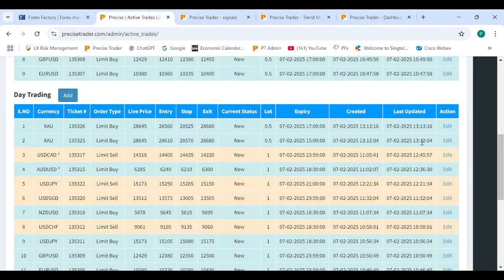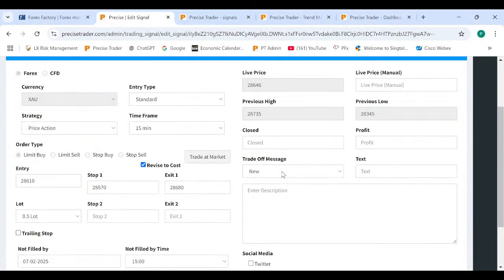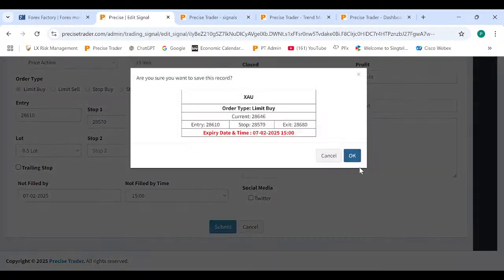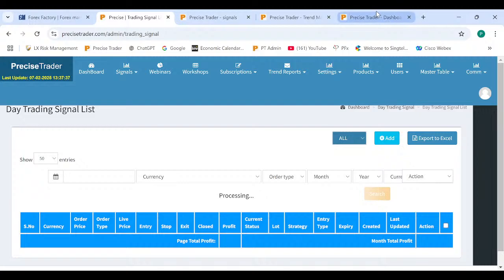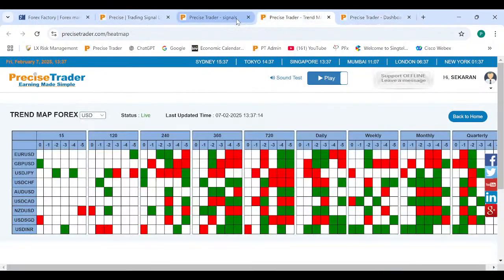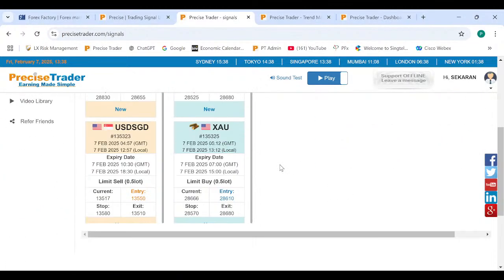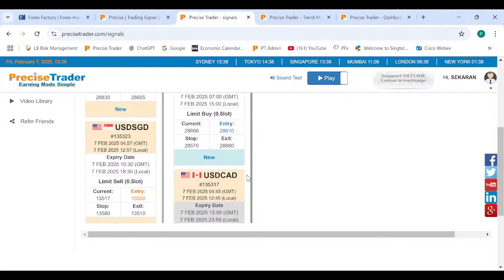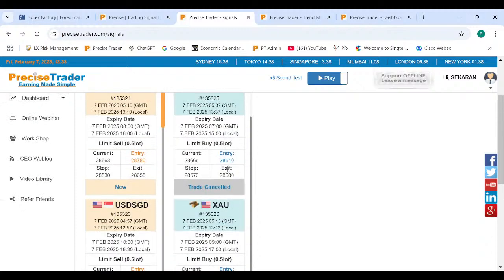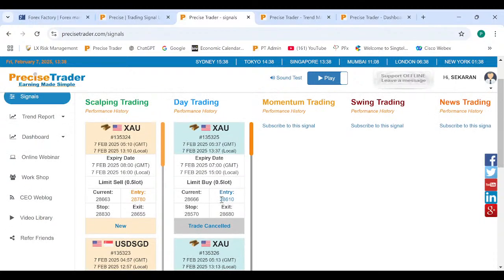I'll just show you. This 61, maybe I want to cancel it because I feel it's too near. So let's say I cancel it. When I cancel it, you'll be getting a message. Trade cancelled. So can you hear that voice? It says trade cancelled, and which trade is cancelled will be shown here. So can you see here? This gold, we have cancelled this trade, and it will show you that this trade has already been cancelled.